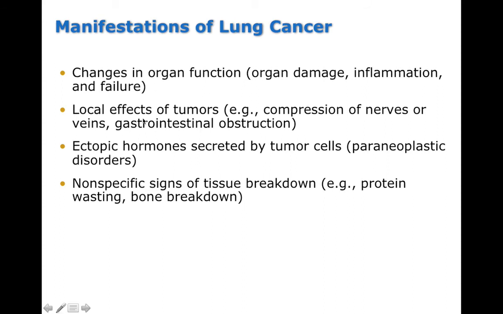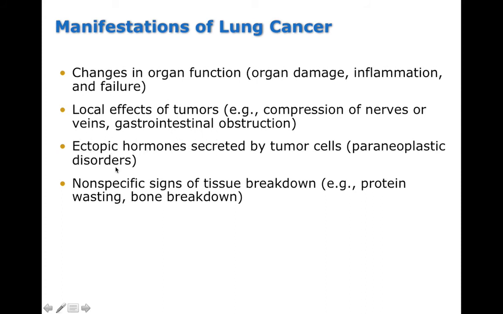Now, some of the local effects of tumors could be compression of nerves, veins, possibly even GI obstruction. In fact, what's interesting is that your esophagus is located right by the lungs, just posterior to the heart. And so sometimes what can happen is if it's, let's say, like a squamous cell carcinoma of the lungs, which is by the hilus, that tumor can start to impinge on the esophagus. Or if it's by the base of the left lung, that can start to kind of push down towards the stomach. And so it can lead to GI obstructions.